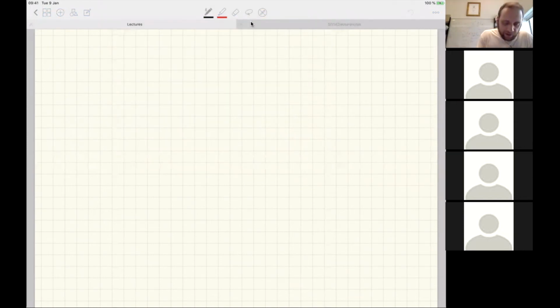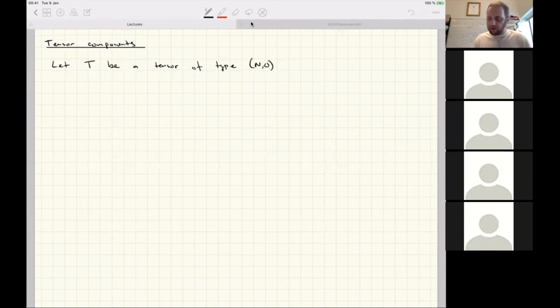So let's just briefly discuss what tensor components are. I'm going to discuss it in Euclidean space, but essentially the formalism is going to work exactly the same in general spaces as well. So let me take a tensor of type (n,0). For example, if n is 1, I could take a tangent vector.